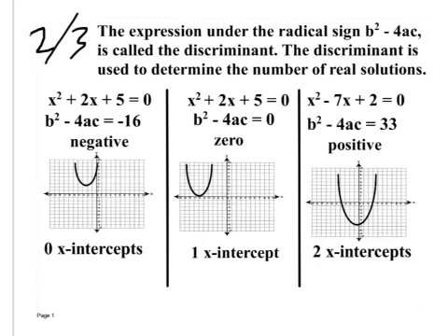Remember quadratic formula? Wait, so we're using it on that? No, all you use is what's under the radical sign, under the square root sign. b squared minus 4ac. You take that part and solve for it.